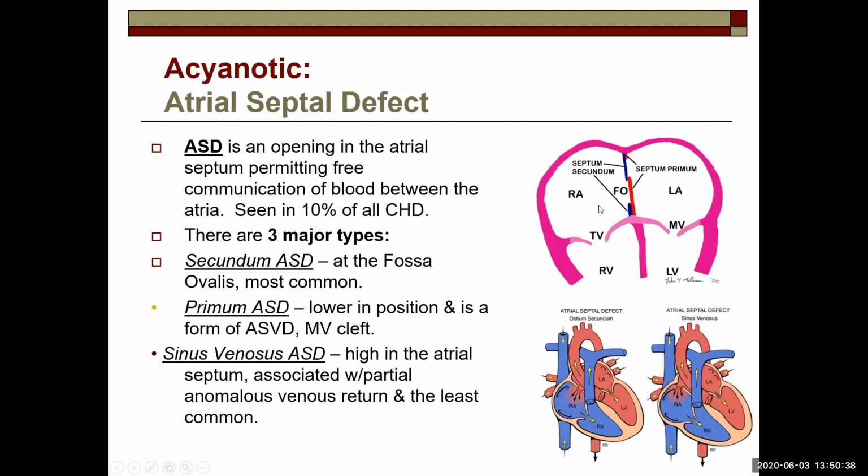So ASD, this is the issue here. We have secundum or primum. The one on the top would be secundum. It depends on how big the hole is, or if one septum is longer than the other. So in septum primum, one septum is bigger than the other. This one is both septums kind of equally, okay? But that's what we're going with here.